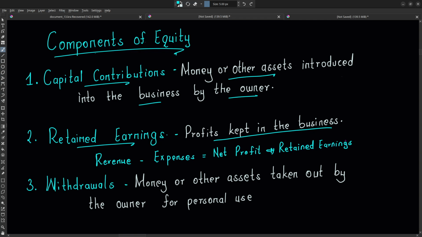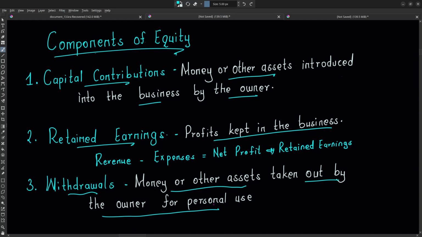Now, let us look at the third component, which is withdrawals. Withdrawals is money or other assets taken out of the business by the owner for personal use. Definitely, when someone starts a business for profit, the intention is to earn from it, and they benefit from running that business. So there are going to be withdrawals. If it is a sole proprietorship like this, buying and selling cups, I get to a point where I see that I've made maybe 100K. That is the net profit. And I decide, let me withdraw 50K for my personal use. That is what we are calling withdrawals.